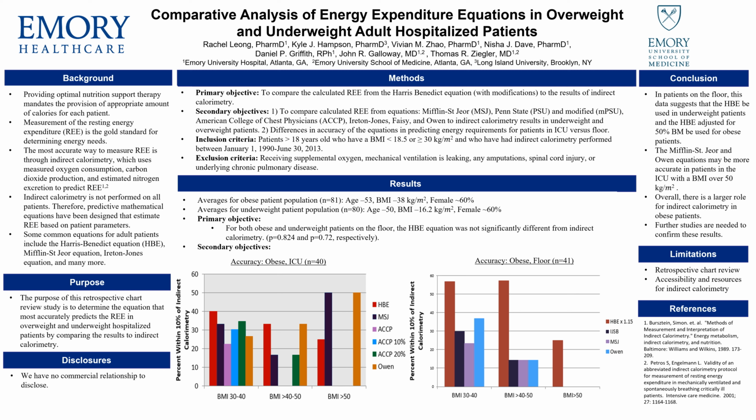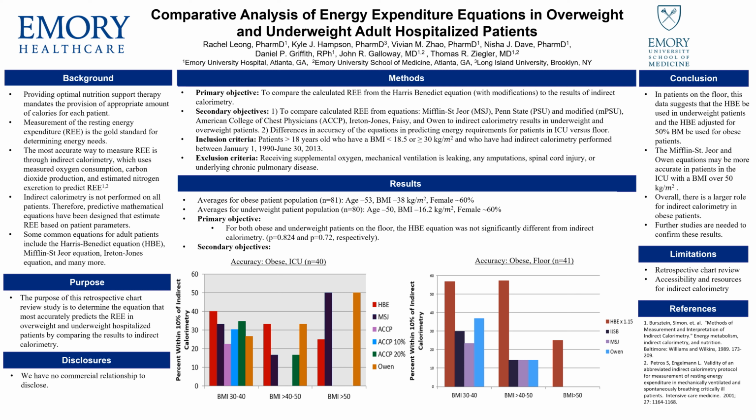Inclusion criteria includes patients greater than 18 years old who have a BMI less than 18.5 or greater than 30 kilograms per meter squared, and who have had indirect calorimetry performed between January 1st, 1990 to June 30th, 2013. Exclusion criteria include if the patient was receiving supplemental oxygen, their mechanical ventilation was leaking, any amputations, spinal cord injury, or underlying chronic pulmonary disease.